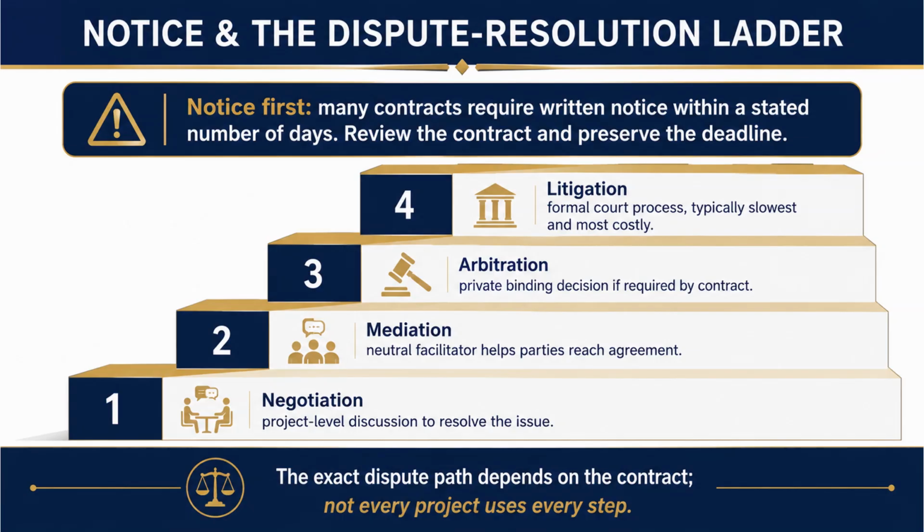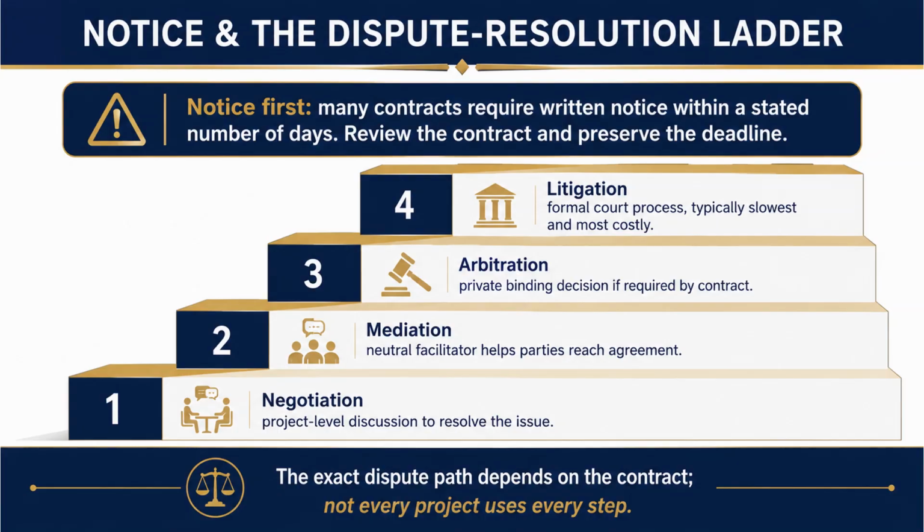I cannot overstate this. Most construction contracts have a notice provision, a clause that says something like, if you intend to claim additional time or money, you must give written notice within, say, 7 or 14 or 21 days of the event. And here's the brutal part. If you miss that deadline, you can lose a completely valid claim.